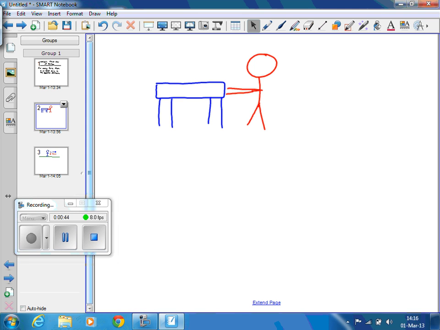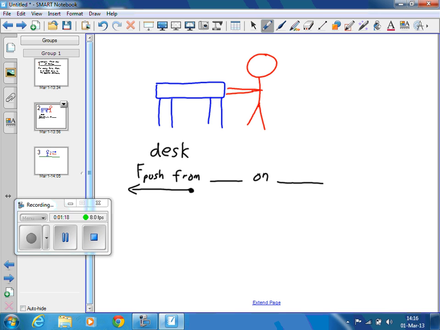Here is a person pushing a desk. He's pushing the desk to the left. Now, if he's pushing the desk to the left, then there's a force on the desk to the left. Therefore, we can draw a force diagram for this desk. And we can see that there is a force, a push, to the left. It is from some object, and it is on some object. Just like we used to label fully the forces, like this.